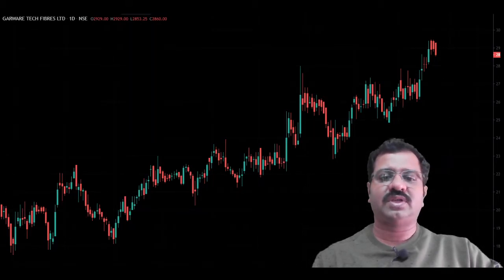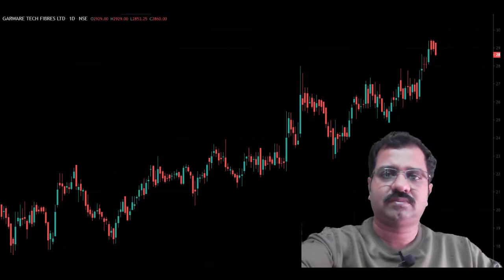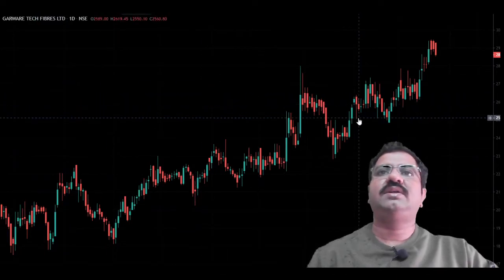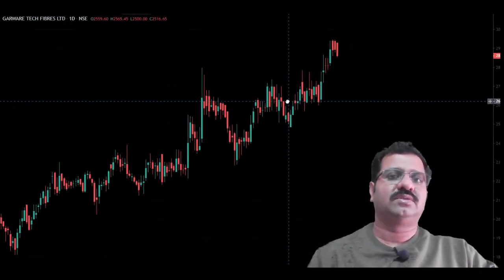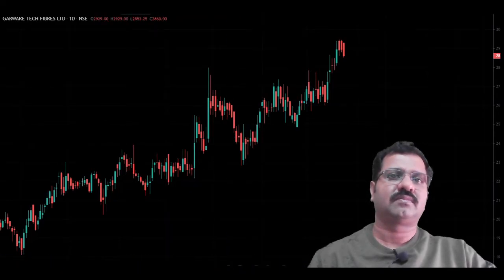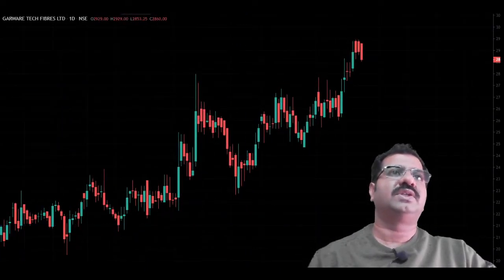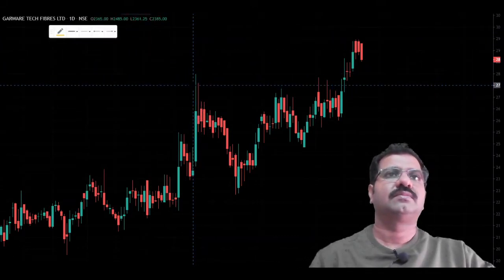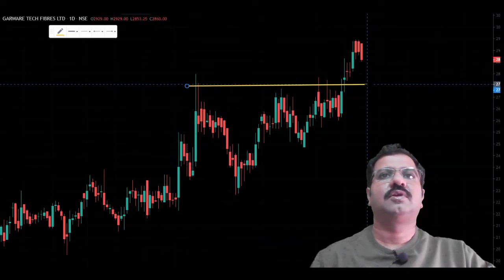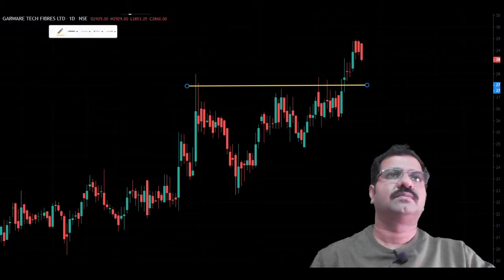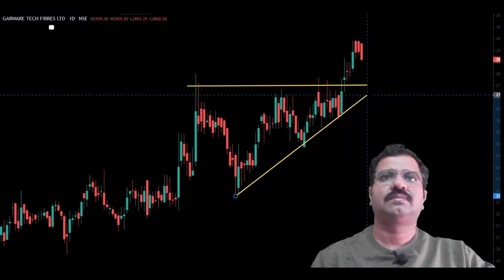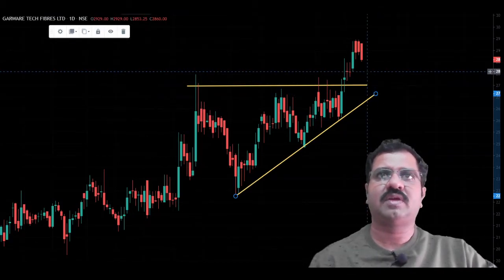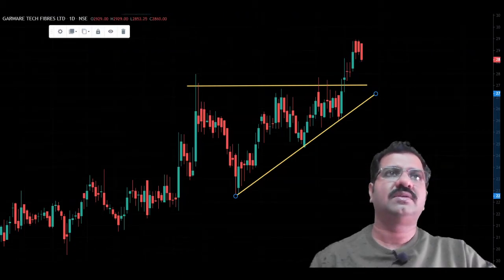Okay, so on this chart, here you are seeing a pattern. I'll just mark it for you. Okay, so you are seeing a triangle. Now when price came out of the triangle, it's going up.